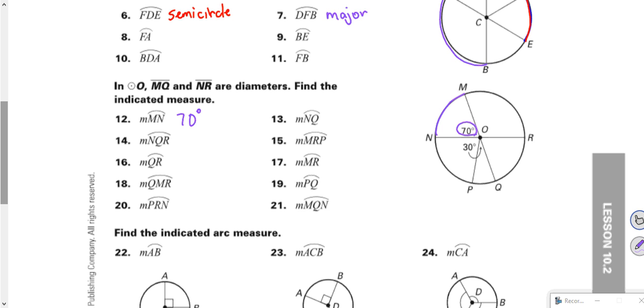Measure of NQR. So NQR, that is this. Well, they told us up above that NR was a diameter, so that has to be a semicircle, which makes it 180 degrees.